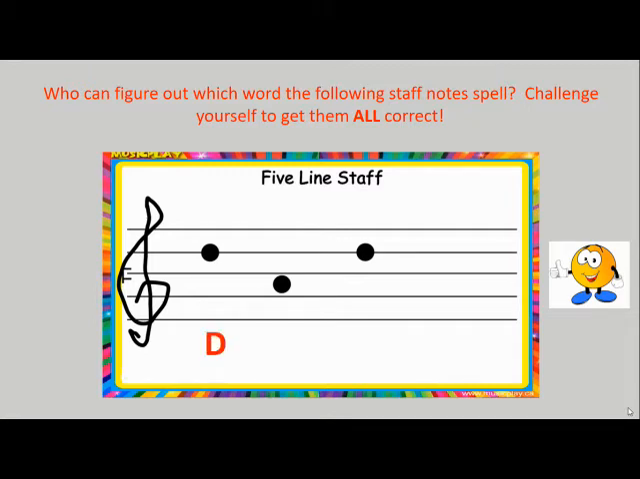The second note is space 2. That's the note A. And if you look at the next note, it's just like the first note, so it must be a D. If you said that's DAD, you are a rock star.